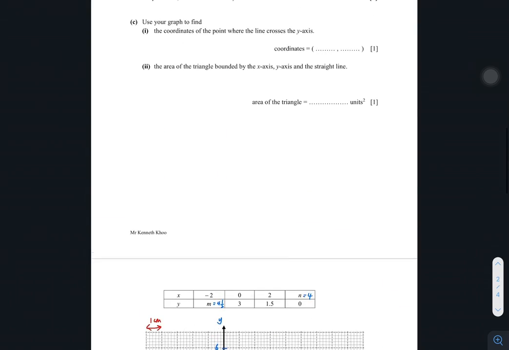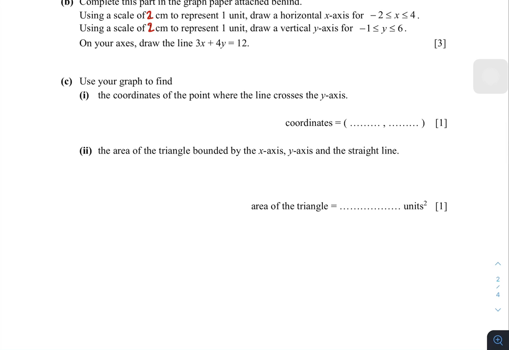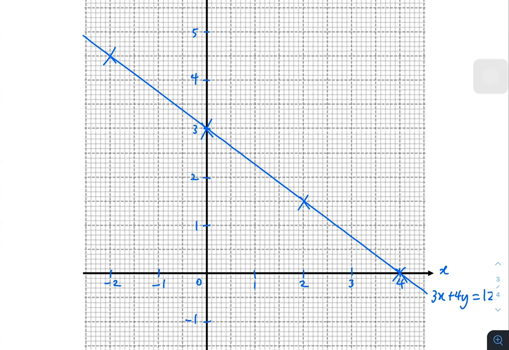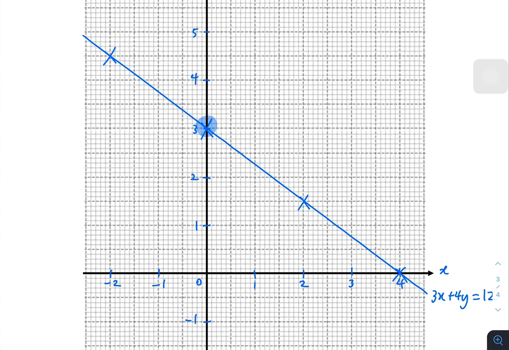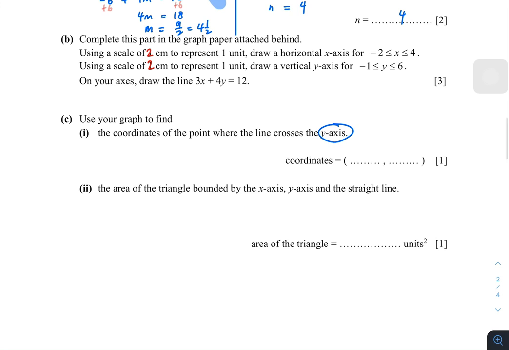Next, in part C, now use your graph to find the coordinates of the point where the line crosses the y-axis. So at the y-axis, where is the graph? It is actually over here. Let me draw using another color over here. So what is the coordinate of this point? X is 0, y is 3. So the coordinates is 0 and 3.